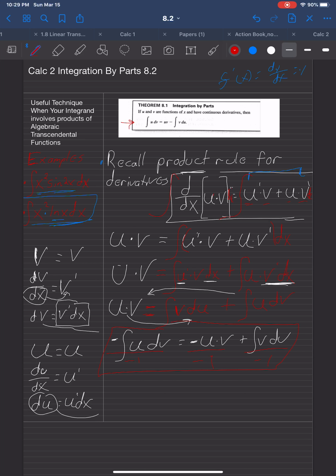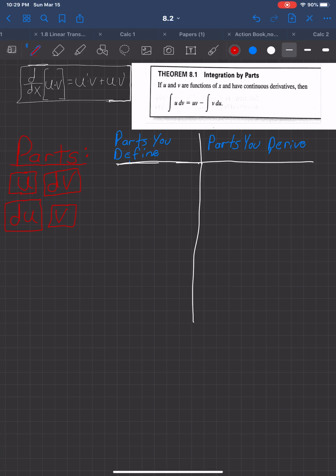So how does this work? So let's get to the part where I actually show you how to do some of these, how to use this integration by parts technique. So the game is as follows.